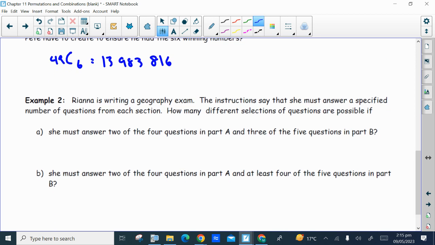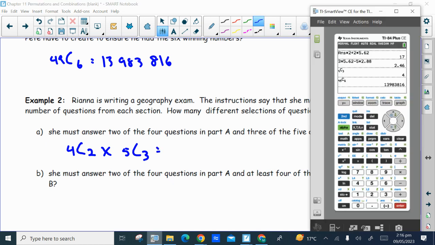Okay, Rihanna is writing a geography exam. The instructions say that she must answer a specified number of questions from each selection. How many different selections of questions are possible if she must answer 2 of the first 4 questions in part A and 3 of the 5 questions in part B? Once again, the order she selects these questions doesn't matter. She just has to choose 2 of the 4 from part A. So that would be 4C2, and remember, and means times. Then she has to choose 3 from 5. So that'll be 5C3.